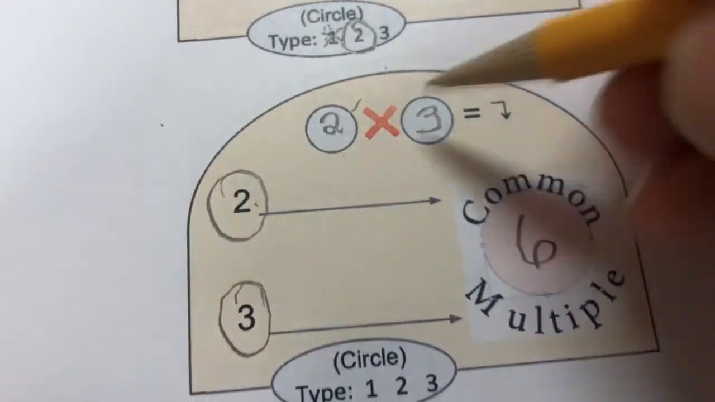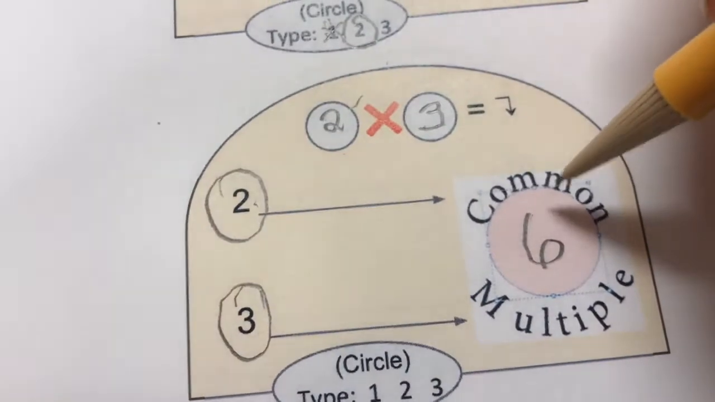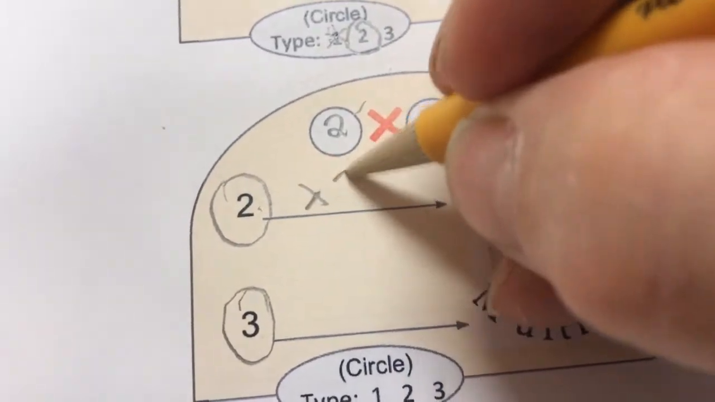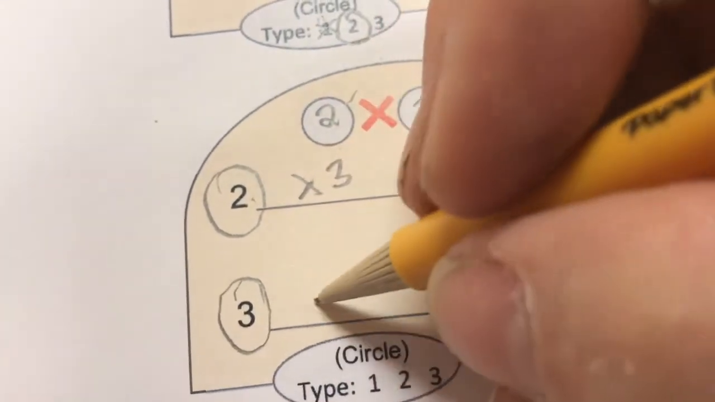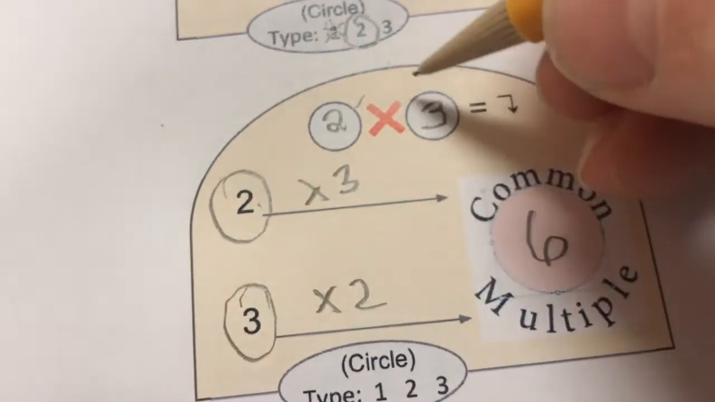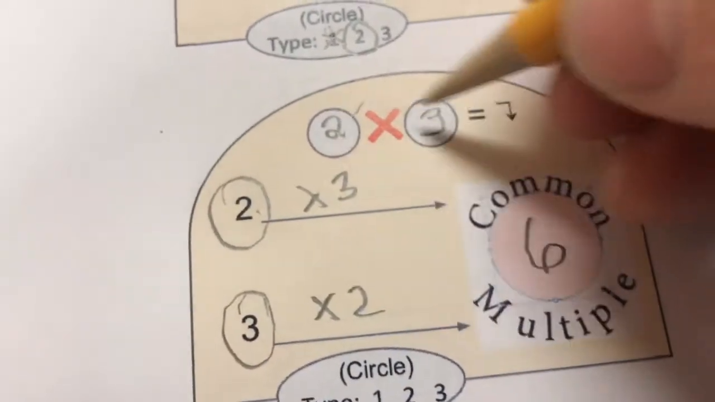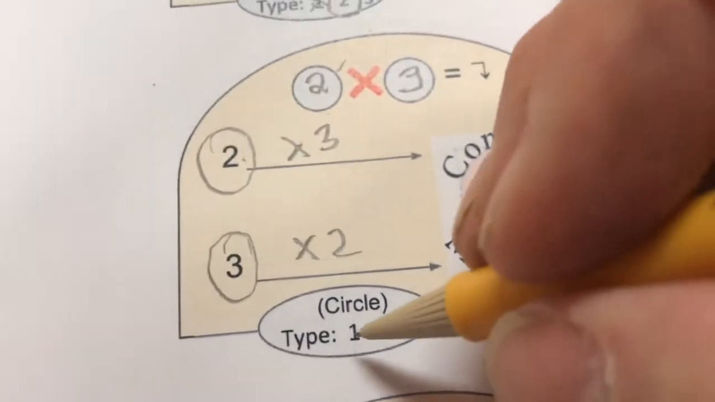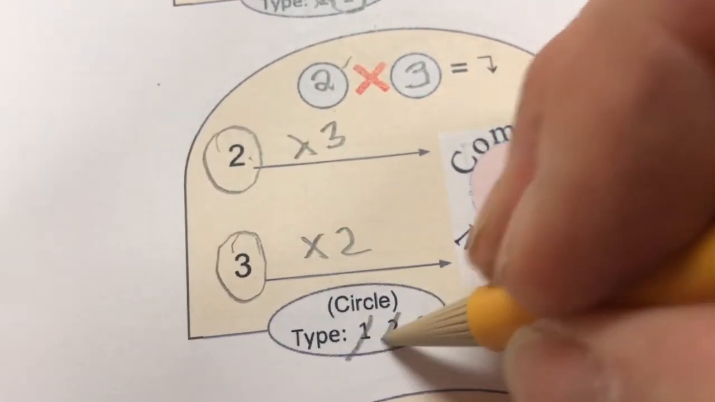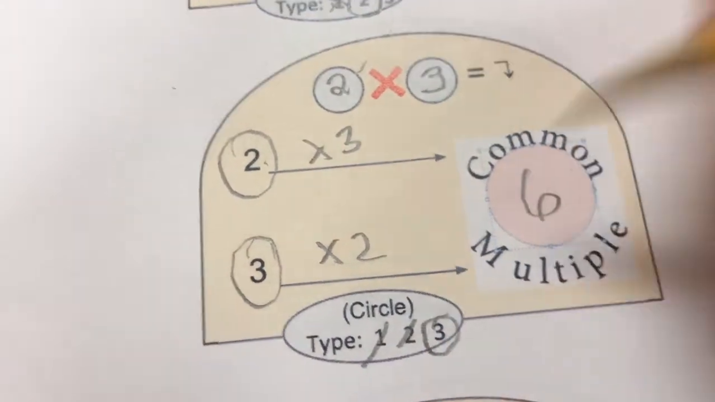That's our common multiple. Well, what did you do to the 2 to get the 6? You multiplied it by 3. What did you do to the 3? You multiplied it by 2. Those multiplication facts can be prompted right up here. So it is not a type 1, it's not a type 2, it is a type 3.